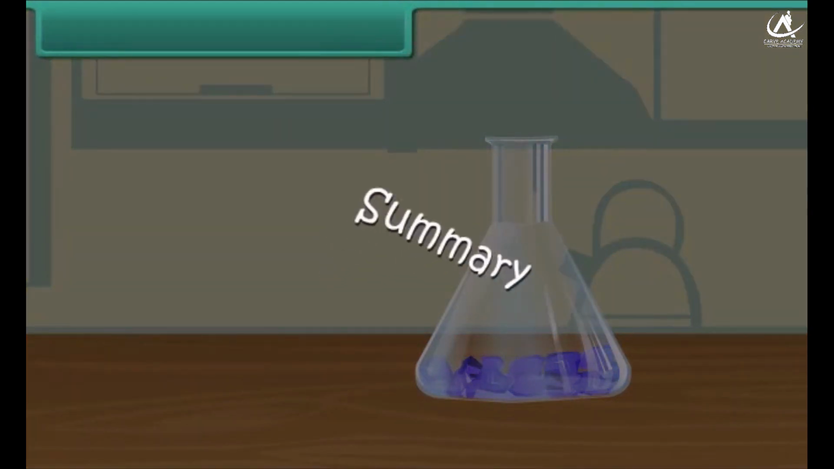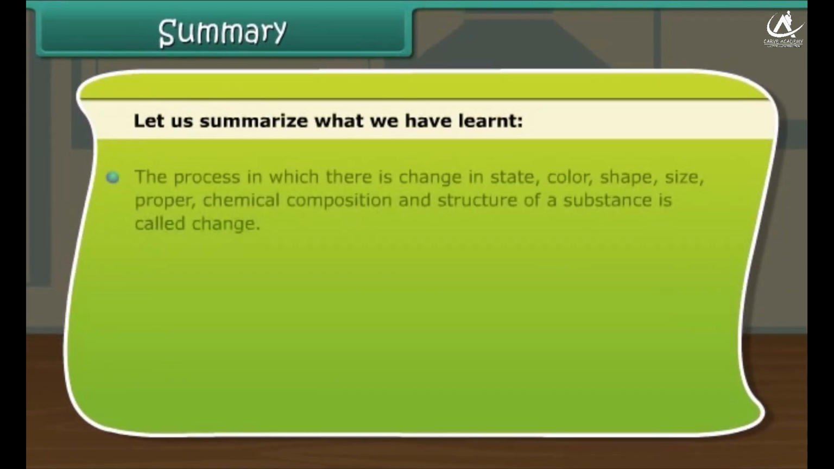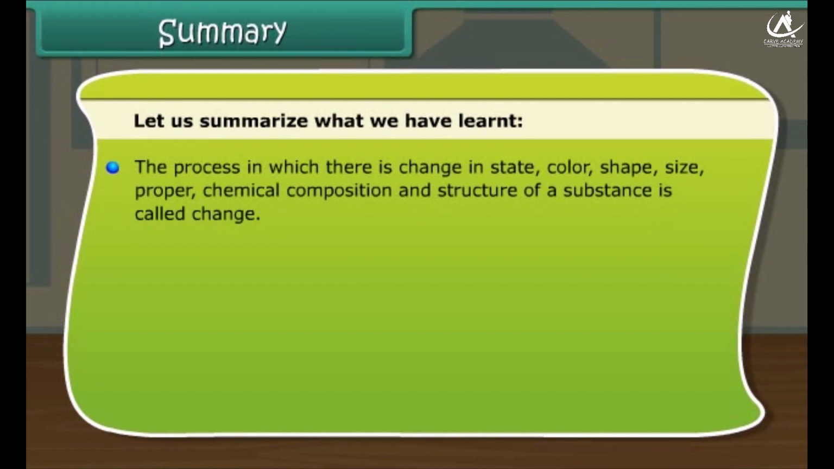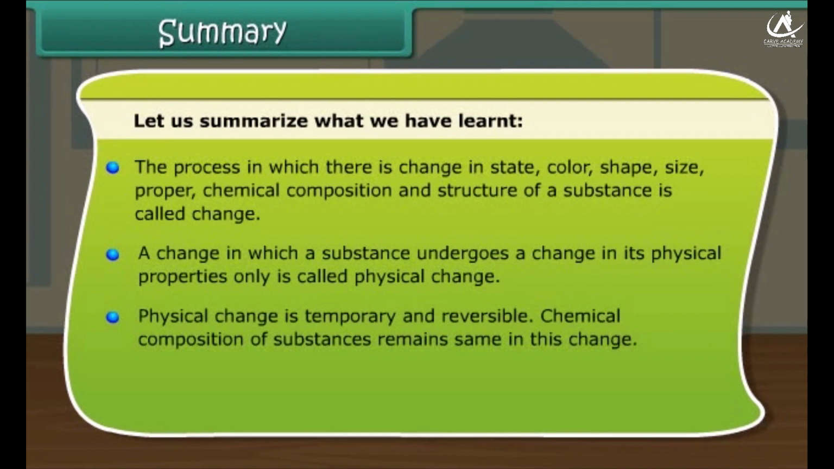Summary. Let us summarize what we have learned. The process in which there is a change in state, color, shape, size, chemical composition and structure of a substance is called change. A change in which a substance undergoes a change in its physical properties only is called physical change. Physical change is temporary and reversible. Chemical composition of substances remains the same in this change.